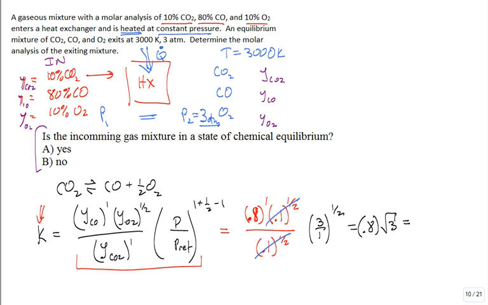The amount of CO2 and the amount of... that does not cancel. It reduces it. This is a 1 here. Sorry, I was getting a little fast there. It's divided by the square root of 0.1. True? So 0.8 times the square root of 3 divided by the square root of 0.1.